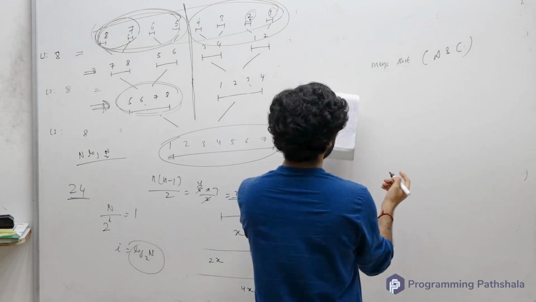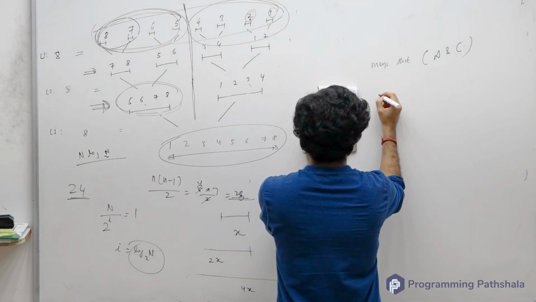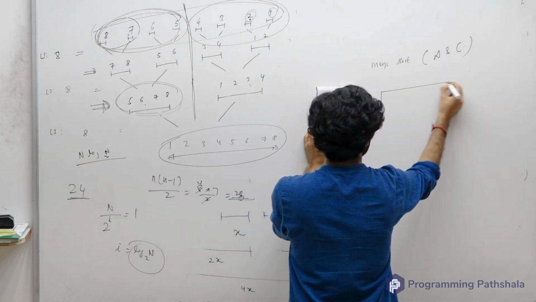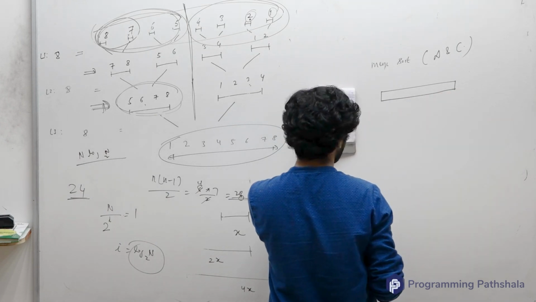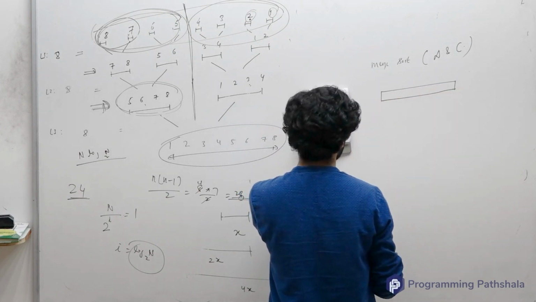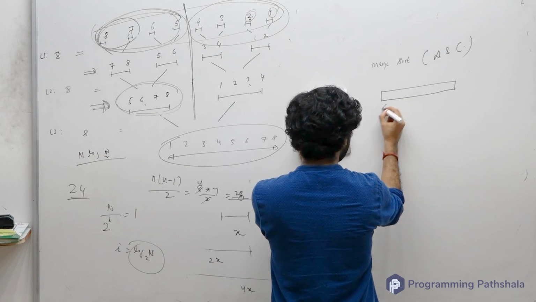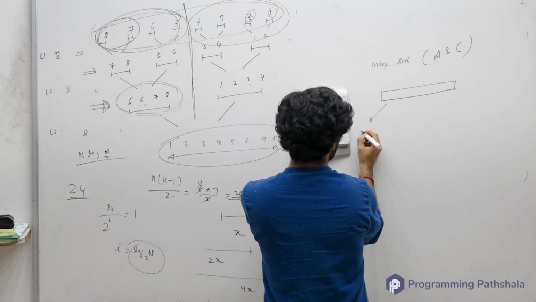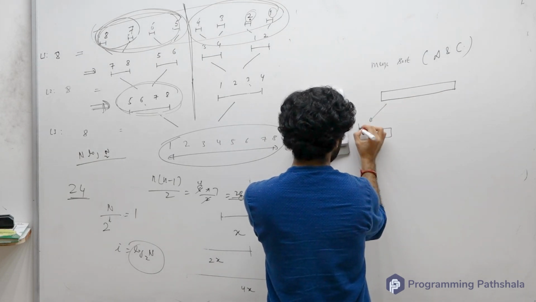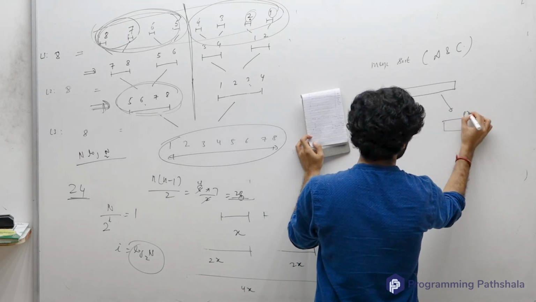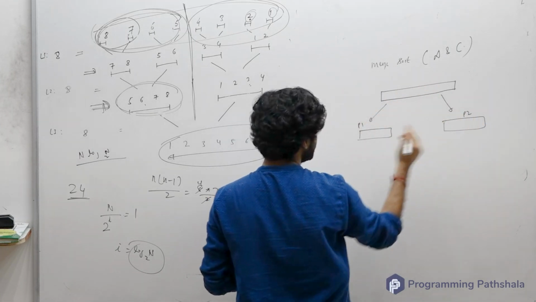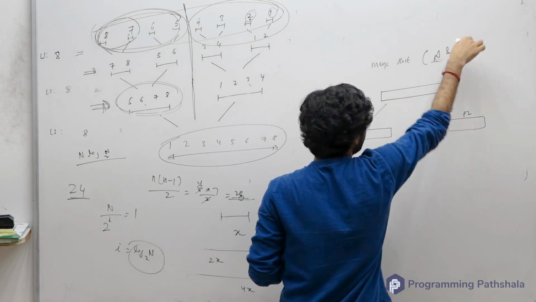So just think of it like this. In divide and conquer, what do you do? There is a big problem, and let's say the problem is in the form of an array. So you break it into two parts, problem P1 and problem P2. This breaking is called the divide part of divide and conquer.